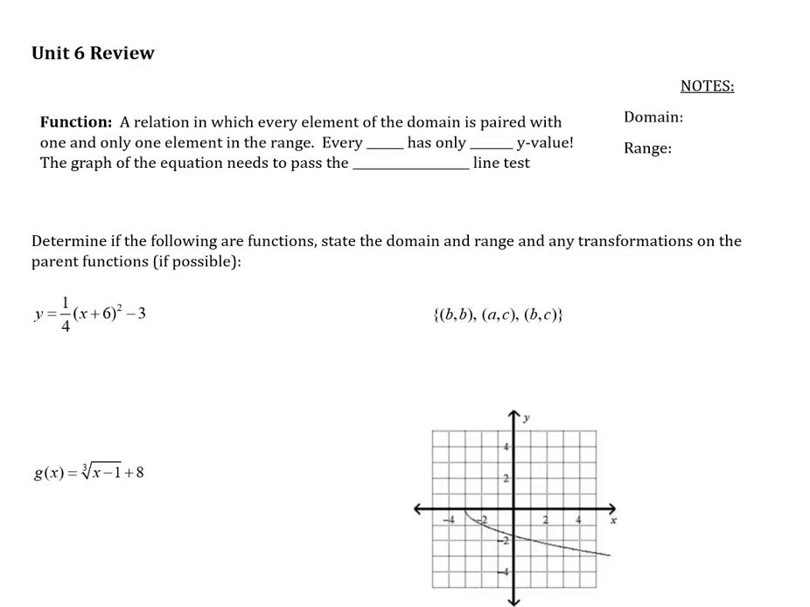All right, so Unit 6 was all about functions. First of all, we need to talk about what a function is. It's a relation in which every element of the domain is paired with one and only one element of the range, aka we always say that every x has only one y value, and the graph needs to pass the vertical line test, which means that if you draw a vertical line, it only hits the graph once. That's passing the vertical line test.